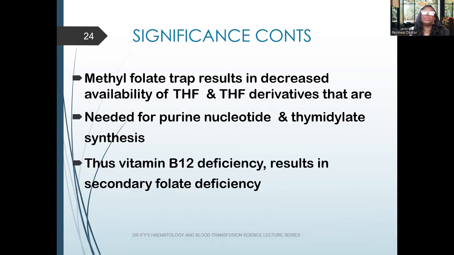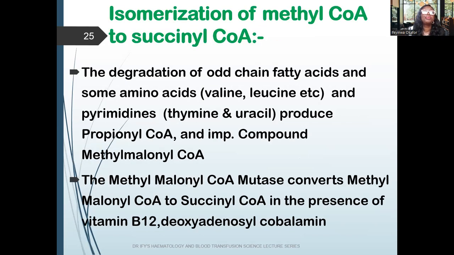The significance of the reaction continues. Remember, we are discussing conversion of homocysteine to methionine. Methylfolate trap results in decreased availability of tetrahydrofolate and tetrahydrofolate derivatives that are needed for pyrimidine nucleotide and thymidylate synthesis. These are precursors of DNA. Thus, vitamin B12 deficiency results in secondary folate deficiency.